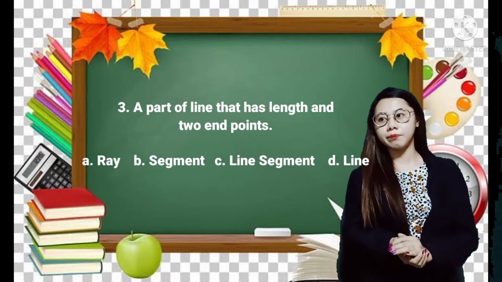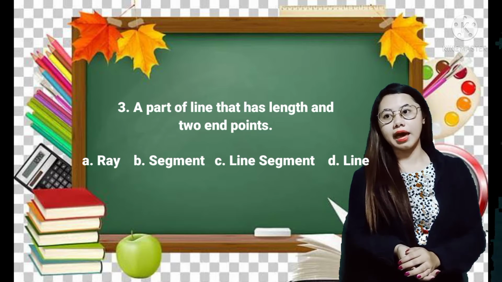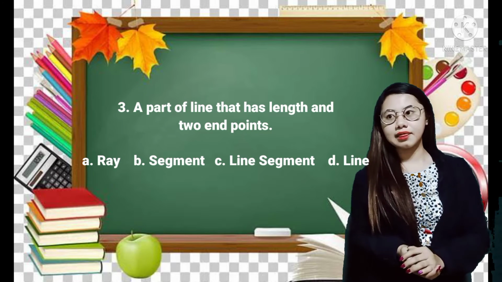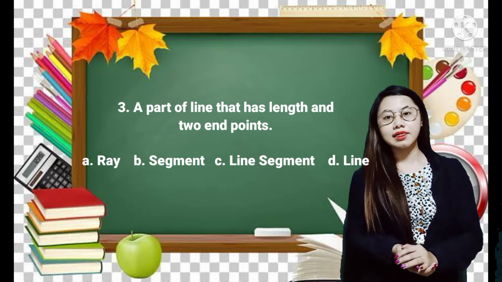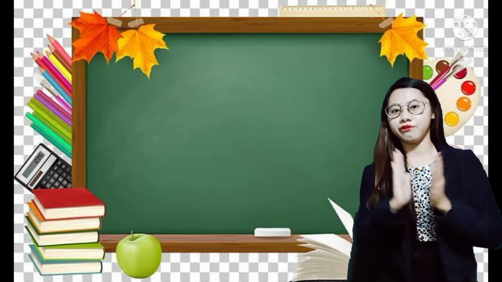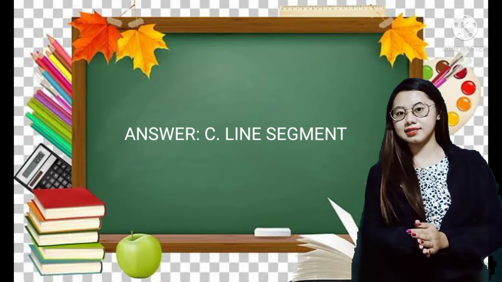Question number 3: a part of a line that has length and two endpoints. A is ray, B is segment, C is line segment, D is line. Yes, John Mark? Very good. Your answer is C, line segment.